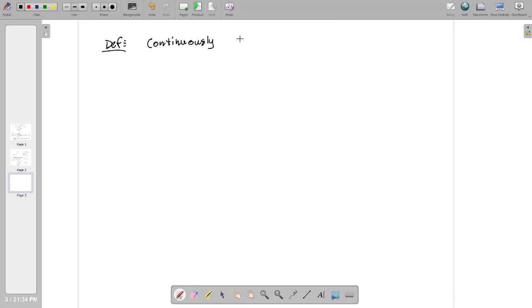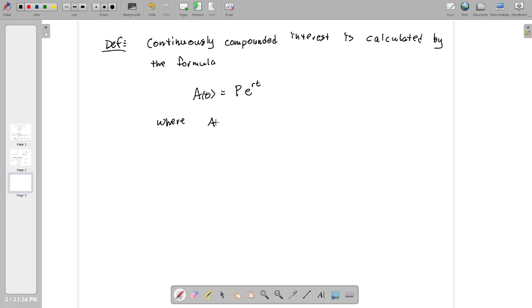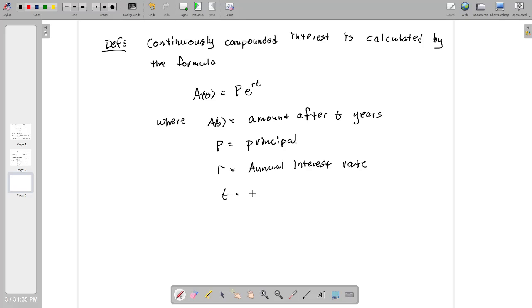Definition. Continuously compounded interest is calculated by the formula A of t is equal to P e to the rt, where A of t is equal to the amount after t years, P is equal to principal, r is equal to the annual interest rate, and t is equal to the number of years.